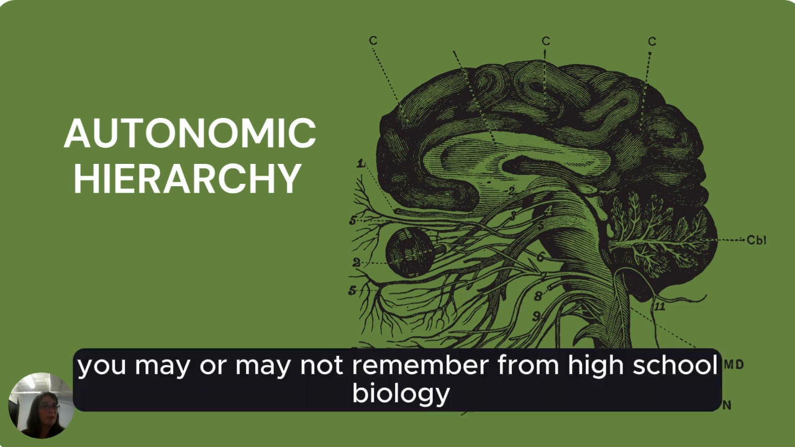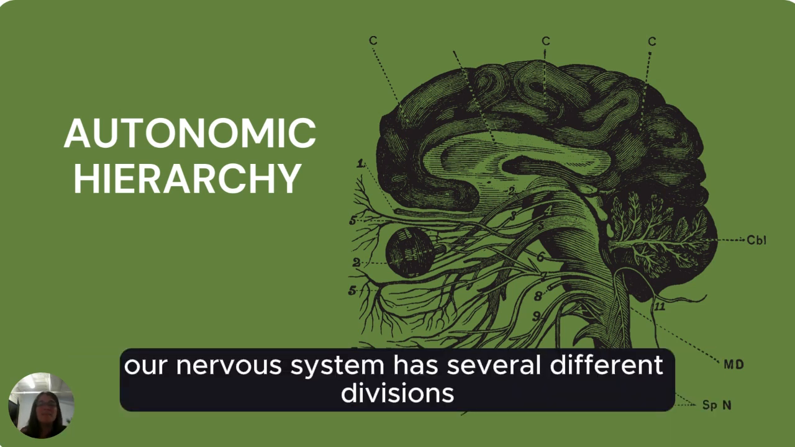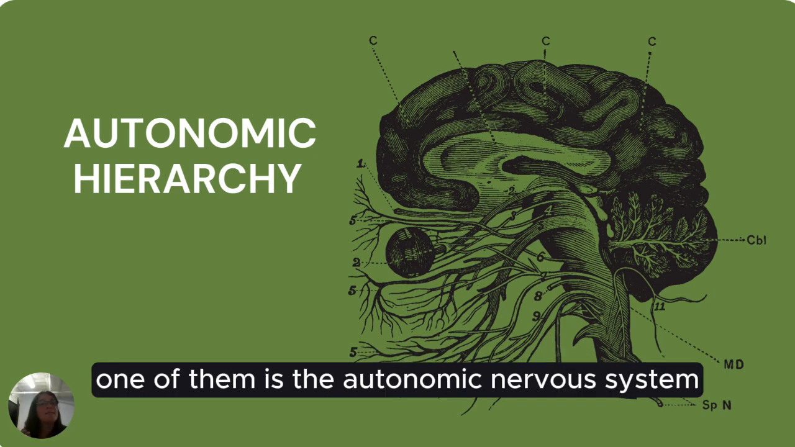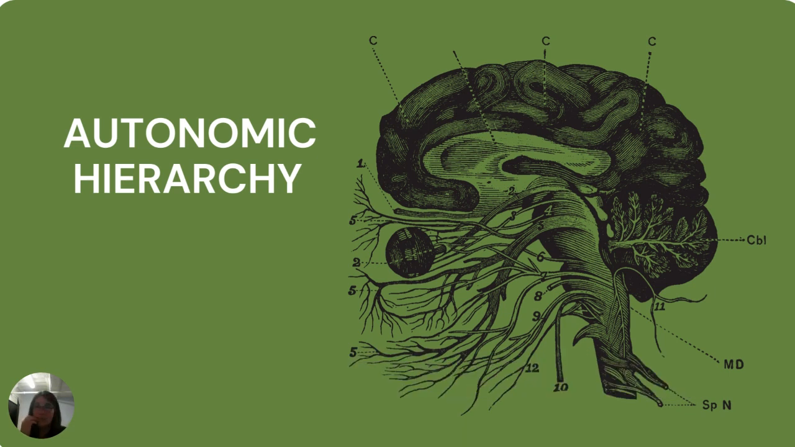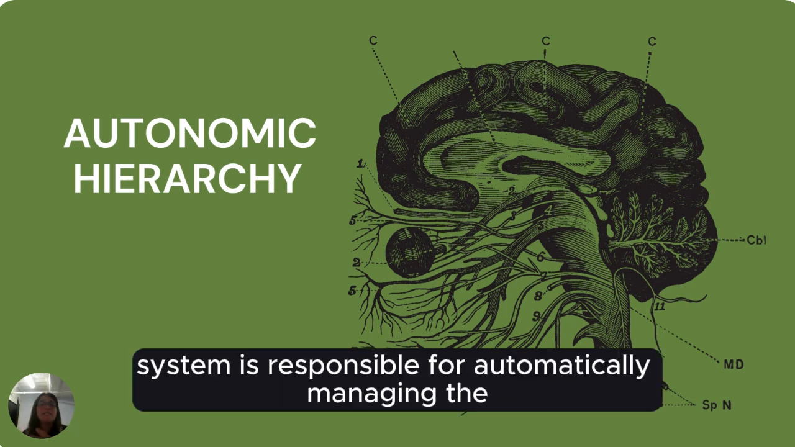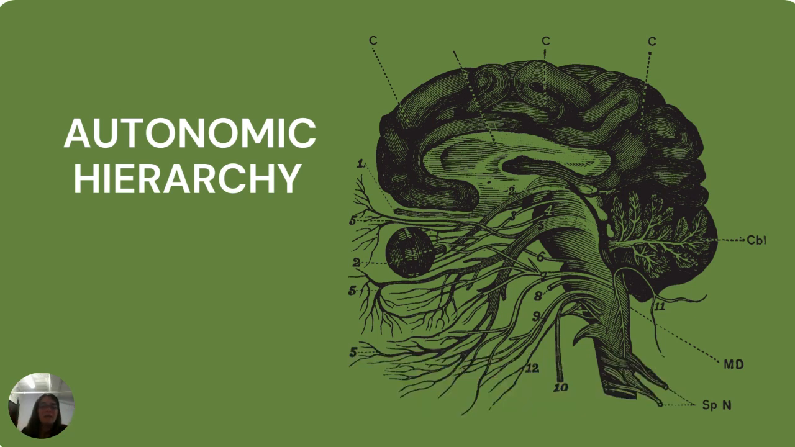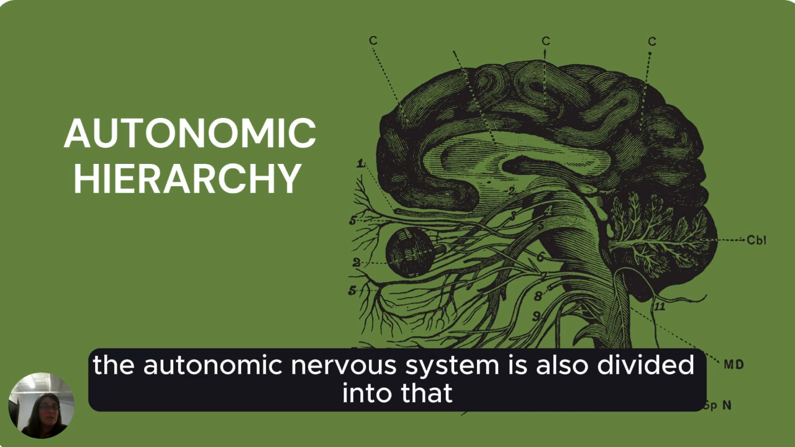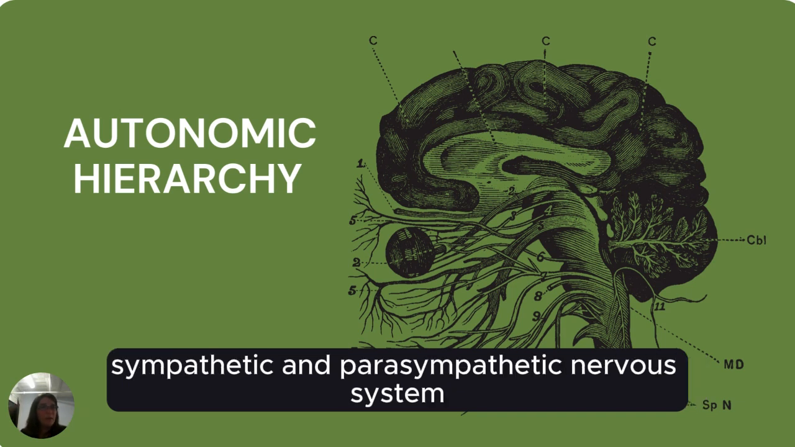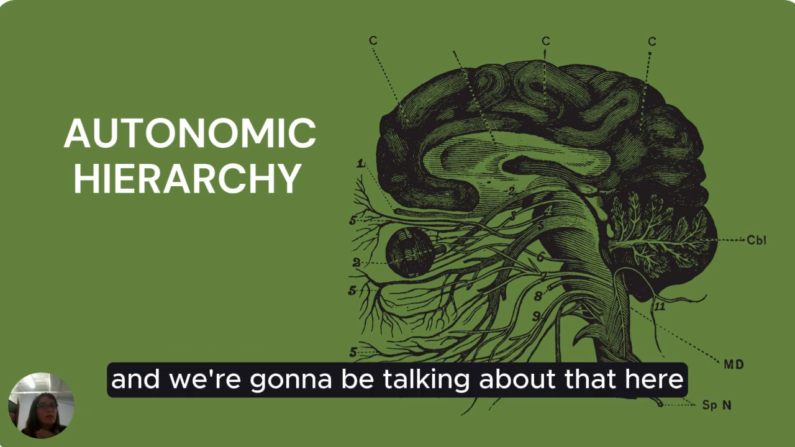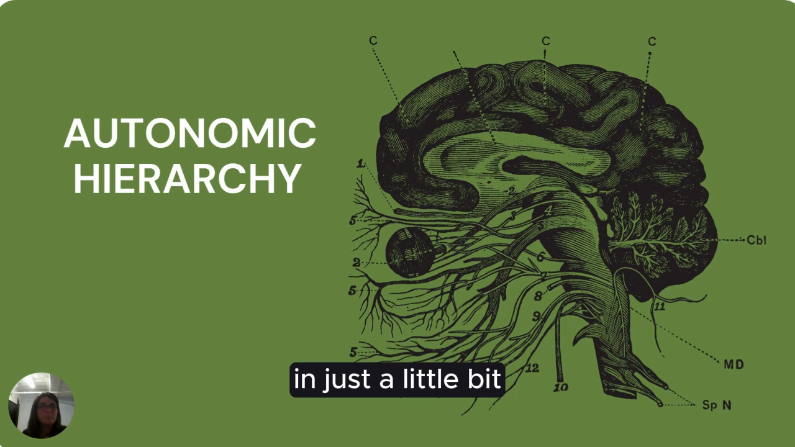So you may or may not remember from high school biology, I guess it would be. Our nervous system has several different divisions. One of them is the autonomic nervous system. So the autonomic nervous system is responsible for automatically managing the systems of our body and making sure that they're all in perfect balance. The autonomic nervous system is also divided into that sympathetic and parasympathetic nervous system, and we're going to be talking about that here in just a little bit.